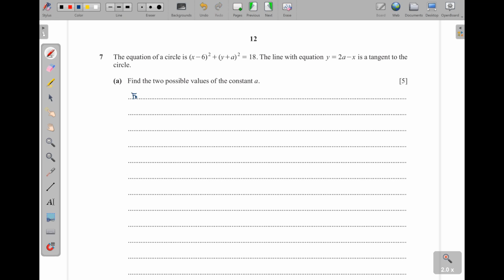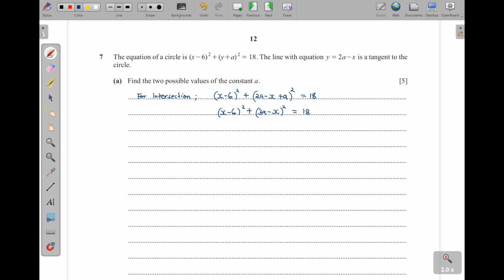Okay, so for intersection, I'm going to use substitution. I'm going to substitute it: this whole thing here, I will put where y is. So we shall have (x − 6)² plus (2a − x + a)² equal to 18. So still we have (x − 6)² plus (2a + a, that is 3a, minus x)² equal to 18.